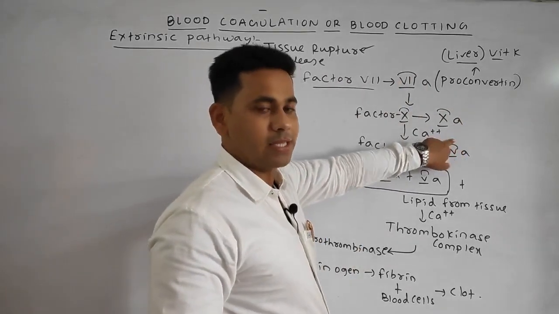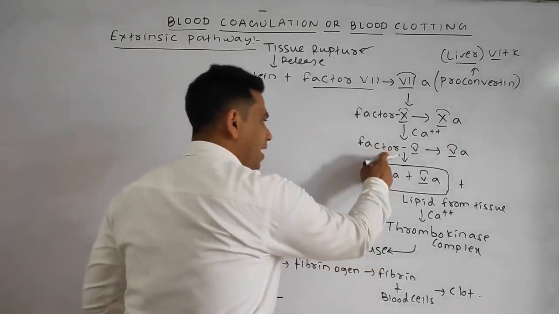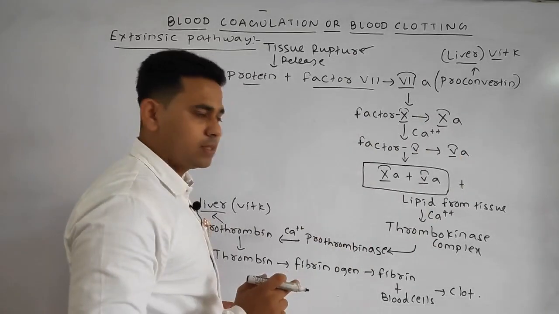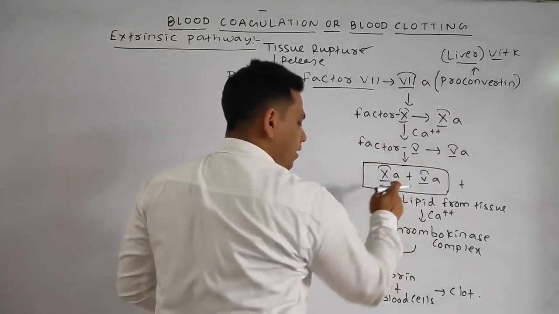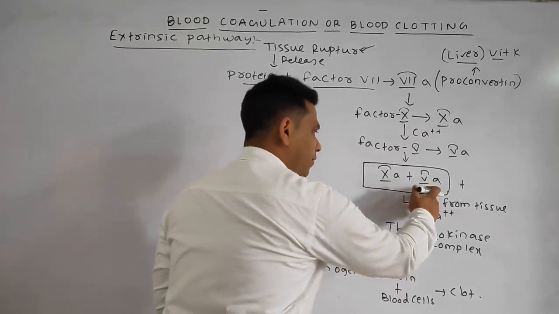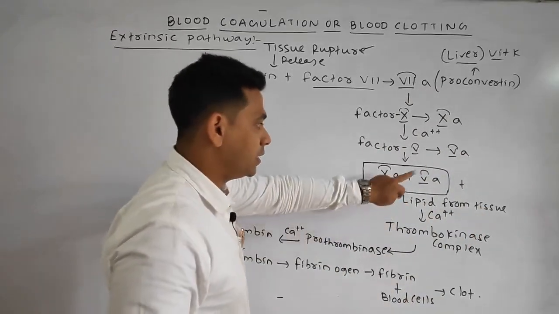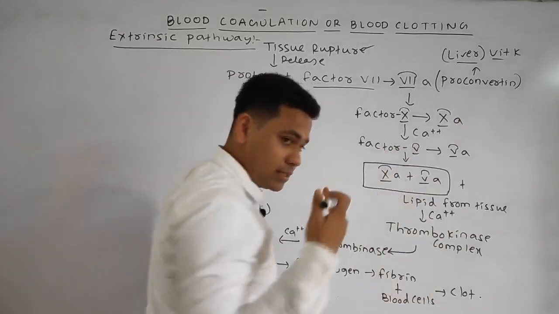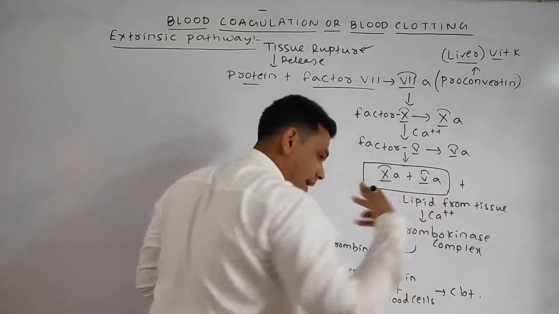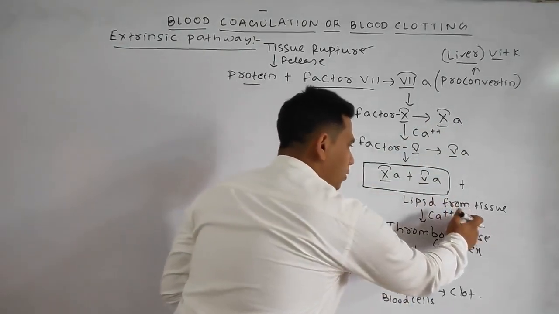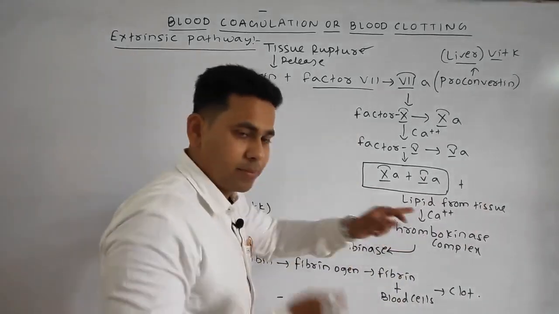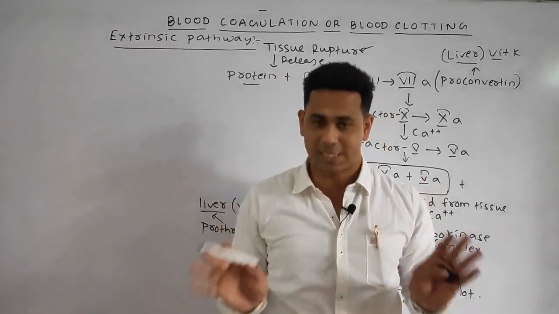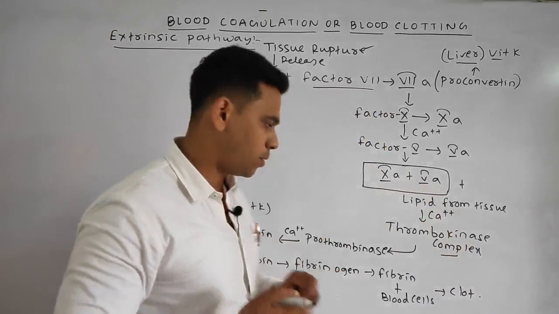This activated factor 10, in the presence of calcium, will convert the inactivated factor 5 into activated factor 5. Then, once more I am saying, this activated factor 10 combines with the activated factor 5 in the presence of the lipid which comes out from the tissue. In the presence of calcium, it will form the thrombokinase complex. Okay students, the thromboplastin, or the thrombokinase complex.